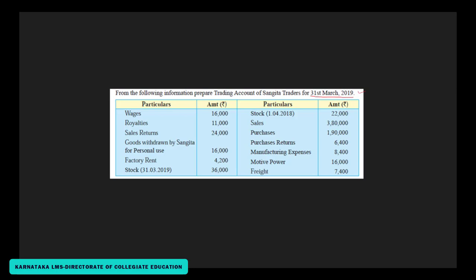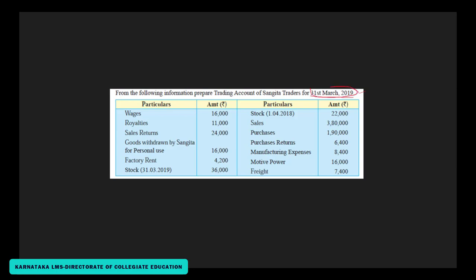So let us see what the data they have given. Wages, royalties, sales returns, goods withdrawn by Sangeeta for personal use, factory rent, stock on the closing date, and stock on the opening date, sales, purchases, purchase returns, manufacturing expenses, motive power, and freight. With this data we have to prepare the trading account for 31st March 2019.